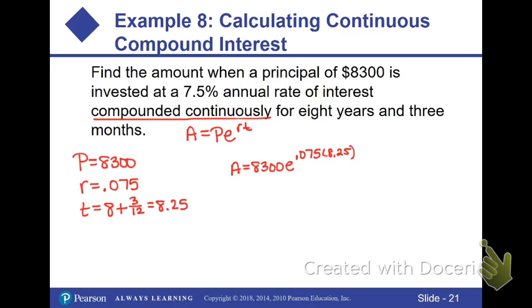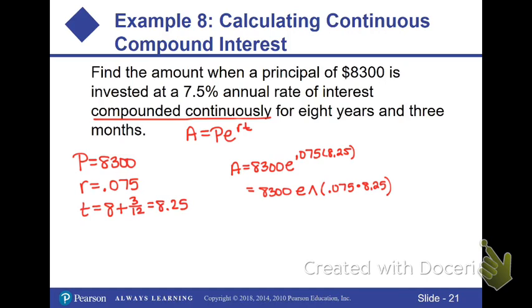Now be careful because some of y'all may have older calculators. If you do, when you type in, and I'm going to write this below it here, you're going to do 8,300. You're going to hit second LN, and it's going to do e raised to the. Well, if you're lucky, it'll open a parenthesis. Sometimes it doesn't. If it doesn't, you need to open it because you're telling it that the 0.075 times the 8.25 goes together in the exponent.